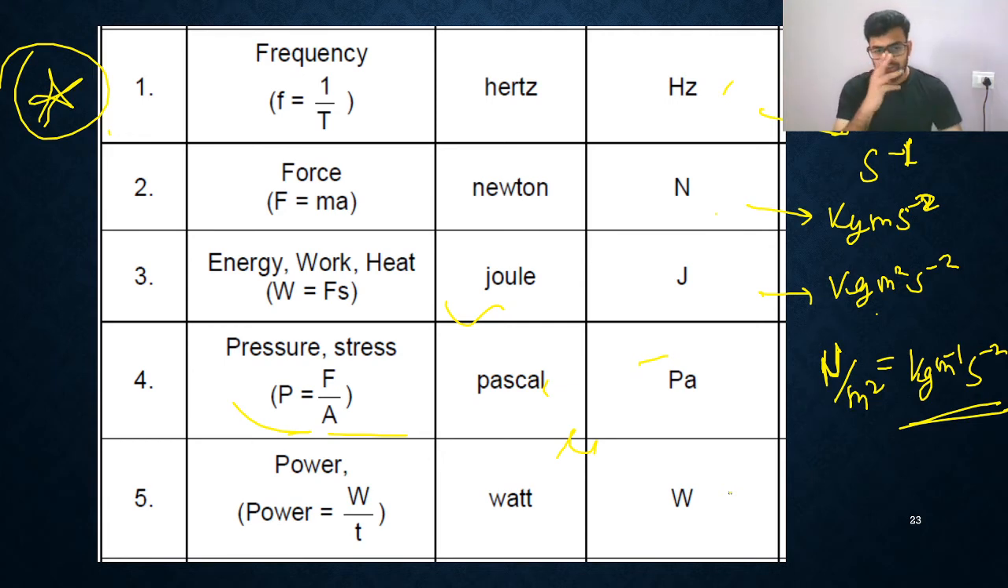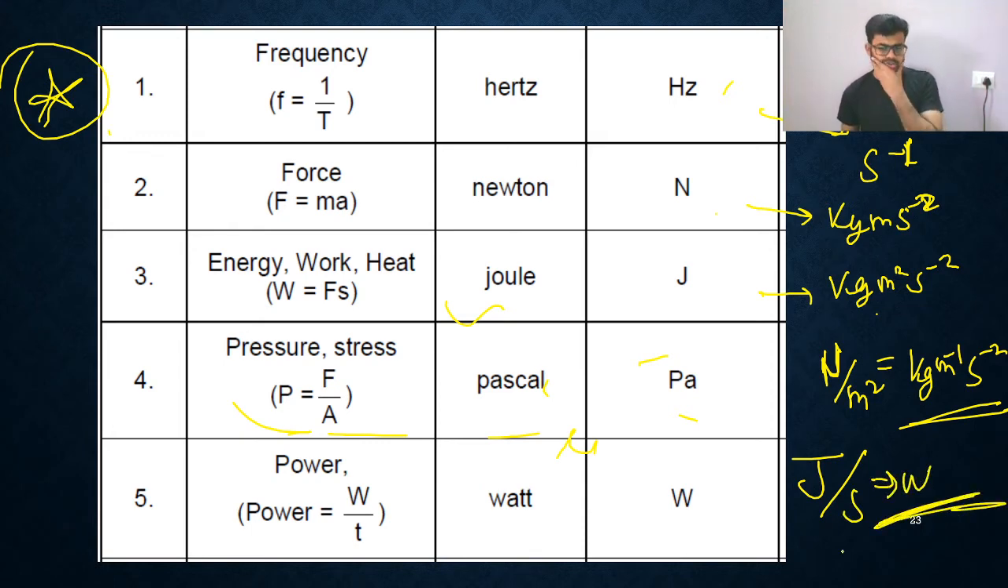Let's move further. Formula number 5 is power. Power is the rate of doing work. Pressure is force per unit area. Power is rate of doing work, the unit of work is joule and the unit of time is second. So joule per second is also called watt. In fundamental form, joule is kg meter square per second square, divided by second, so you will write kg meter square second raised to minus 3. This is the unit of power.